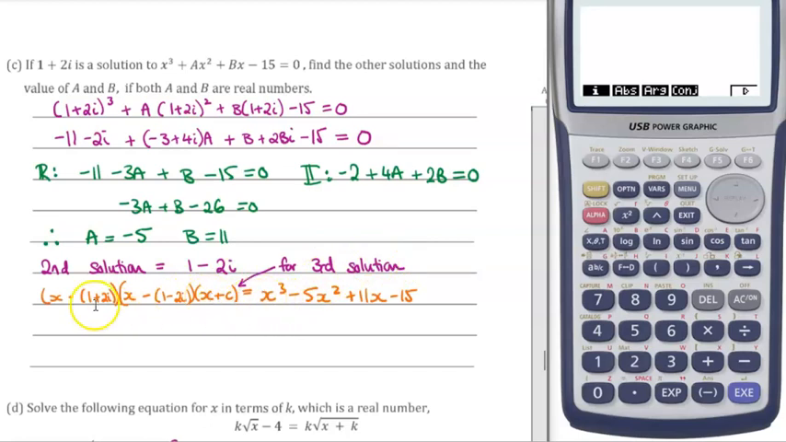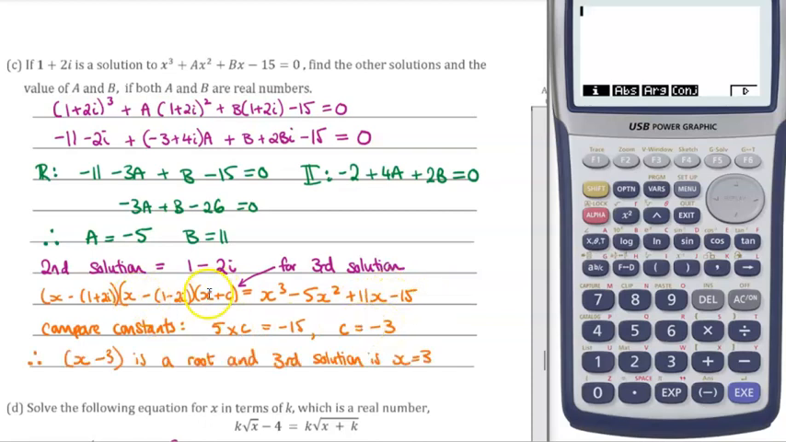So if we multiply out that bracket, we get this answer just here. Now comparing the constants, just look at the things that make a constant come out of this is the complex number here times that complex number there times c. Now those two multiplied together make 5. You can do that on the calculator. 5 times c is got to be equal to minus 15 on the right here, so therefore c must be 3. Which means that in this bracket, the c is a minus 3. So x minus 3 is a root, and our third solution is x equals 3.